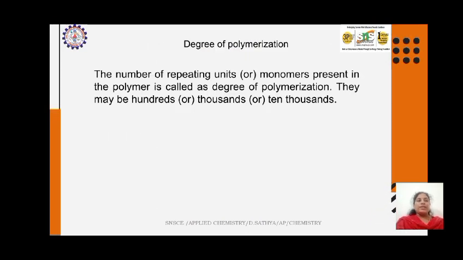So, the degree of polymerization. What is meant by degree of polymerization? The number of repeating units or monomers present in the polymer is called the degree of polymerization. There may be hundreds, thousands and tens of thousands in the degree of polymerization. There are two types: oligopolymers and high polymers. Oligopolymers have a low degree of polymerization, and the molecule contains a minimum of 500 to a maximum of 5000 units. In high polymers, 10,000 units to 2 lakh units are present.